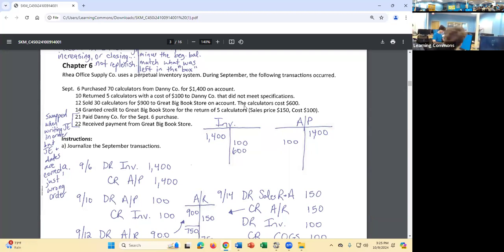For $900. Where does my $900 debit need to go? Accounts receivable. Why accounts receivable? What's the key phrase there? On account. They did not pay us cash. So we have accounts receivable, so we can put accounts receivable down here. Keep track of it.